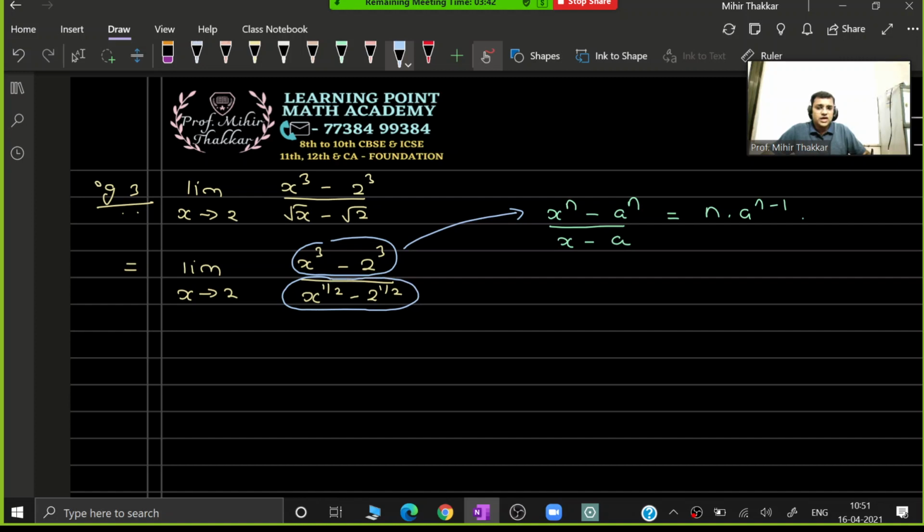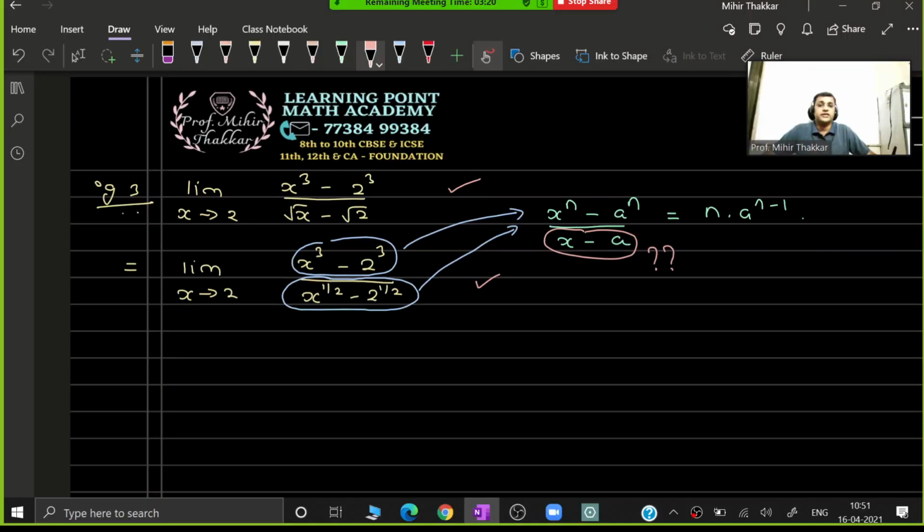Denominator is x raised to half minus 2 raised to half, which is also representing the same element, x raised to n minus a raised to n. So in this case, what about this x minus a? This is not available in the question. So does it mean that the question is wrong? Absolutely not. The question is absolutely correct, and this step we have done is also absolutely correct.